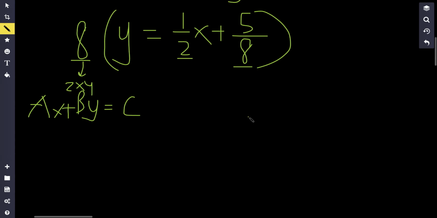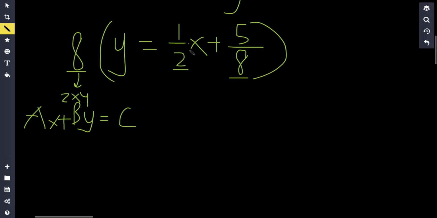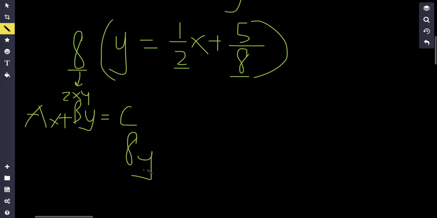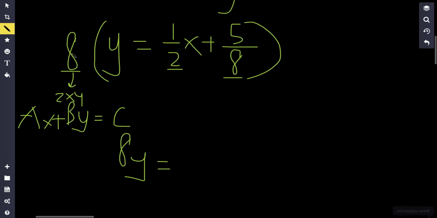8 has a factor of 2, and this 2, once again, the factor of 2 is just itself, right? So then, you can use that to your advantage. So in this case, if I multiply everything by 8, I get 8y is equal to, what's 1/2 times 8? 4. And we still have this x remaining.